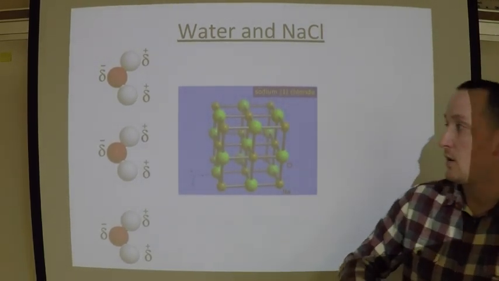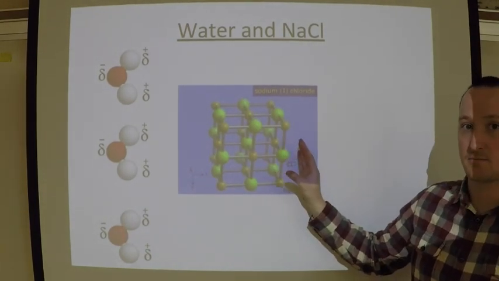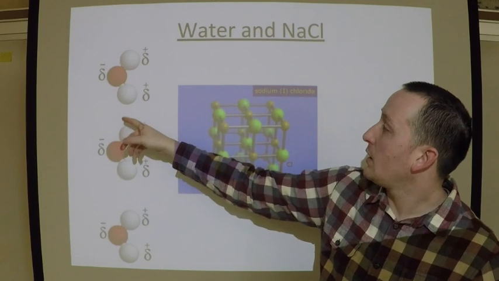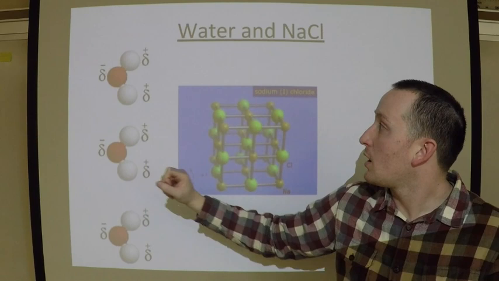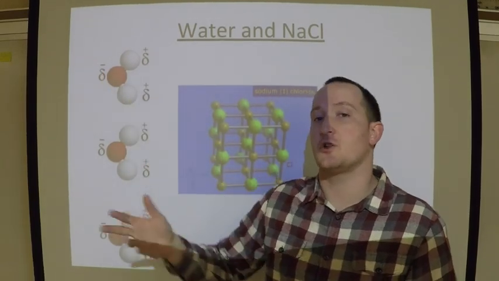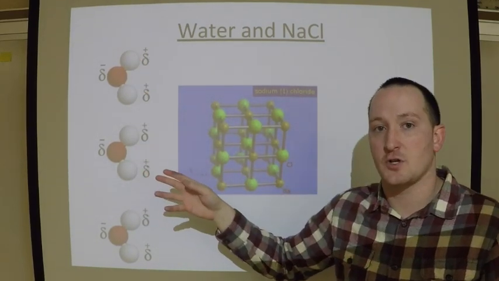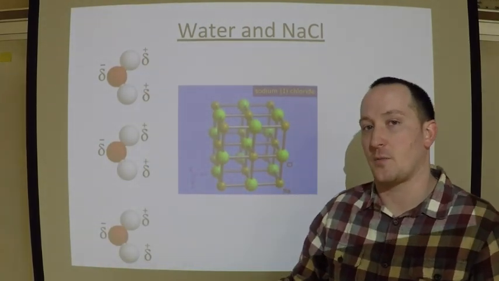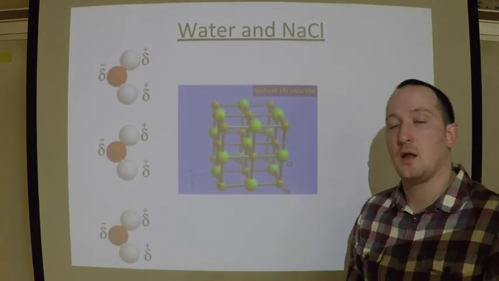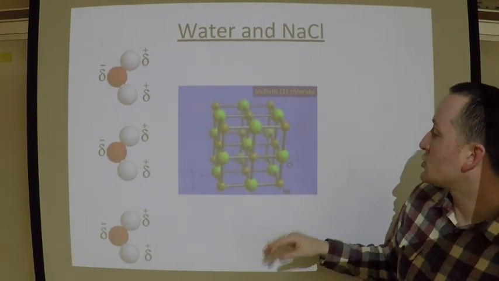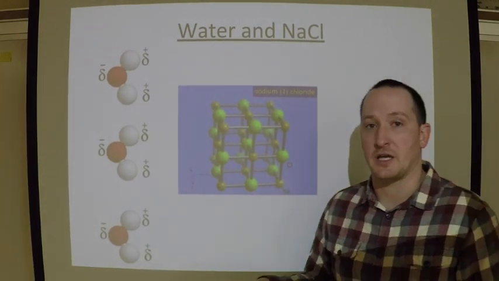Now, here is what water looks like. Here is what sodium chloride looks like. All right? Water is a polar molecule. It has two hydrogens, those are the white spheres, and it has one oxygen, that's the red sphere. Oxygen has a partial negative charge because it's very electronegative. Hydrogen has a partial positive charge because oxygen is stealing electrons from it. So that's why we have these positive and negative ends. Then you've got sodium chloride. Sodium chloride is a crystal that's made up of sodium ions, which are positively charged, and chloride ions, which are negatively charged.